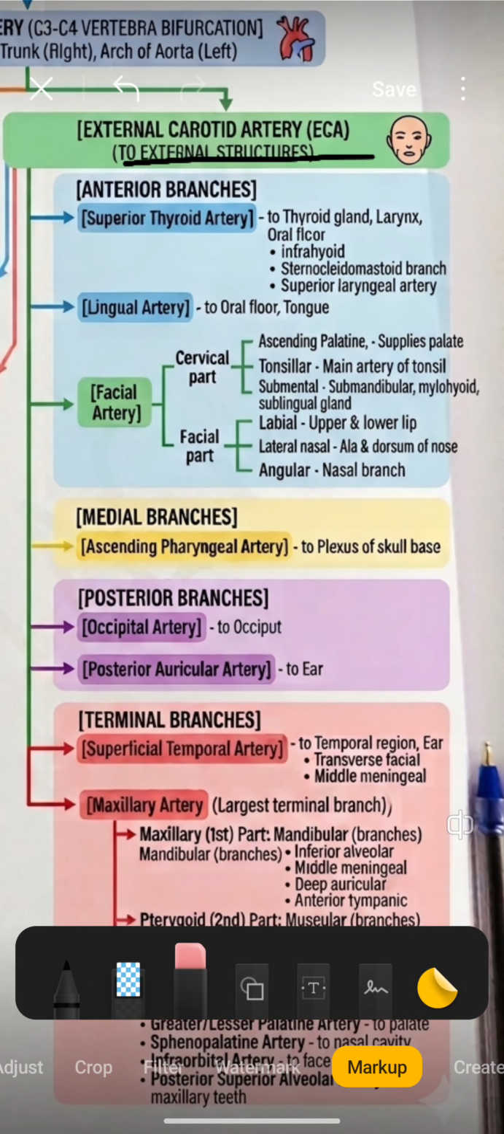Next is the lingual artery. The lingual artery supplies the oral floor and tongue. As the name suggests, it arises at the tip of the greater cornu of the hyoid bone. The superior thyroid arises below the tip of the greater cornu of the hyoid bone, and the lingual artery at the tip. Clear? Facial arteries arise just above the tip of the greater cornu of the hyoid bone.